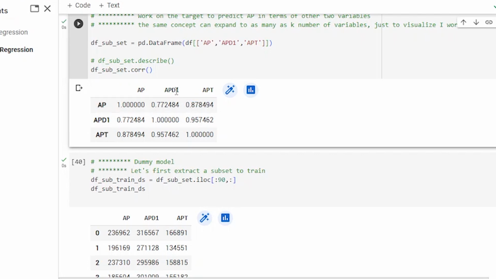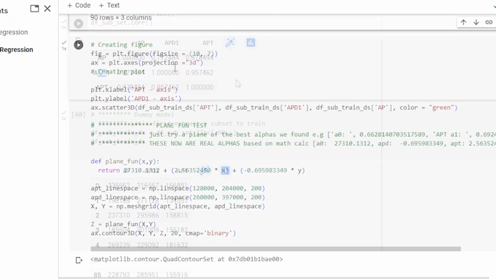But you can also look at the relation between the APD1 and the APT itself here. The relation is even extremely strong. I mean, it's 95% correlation. We are doing good. Let's graph now.